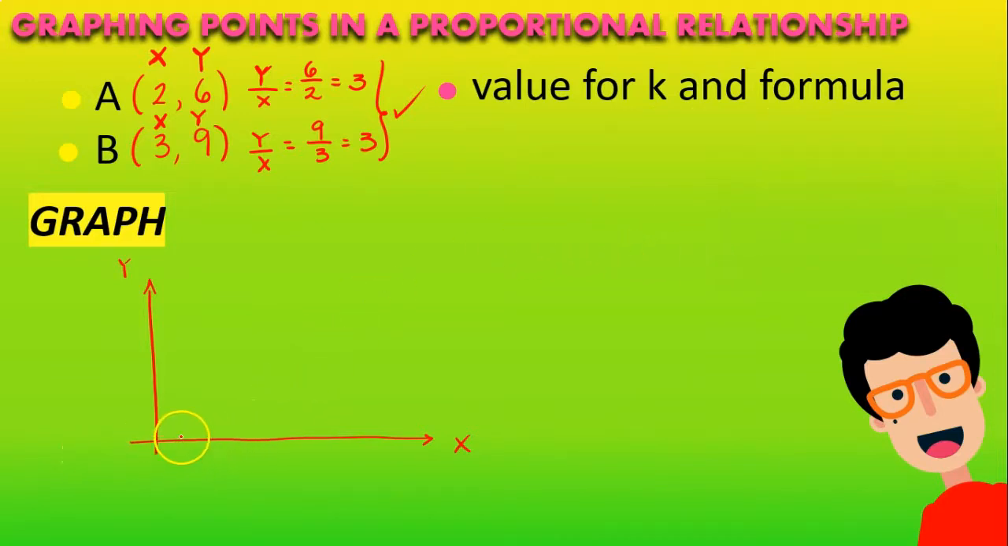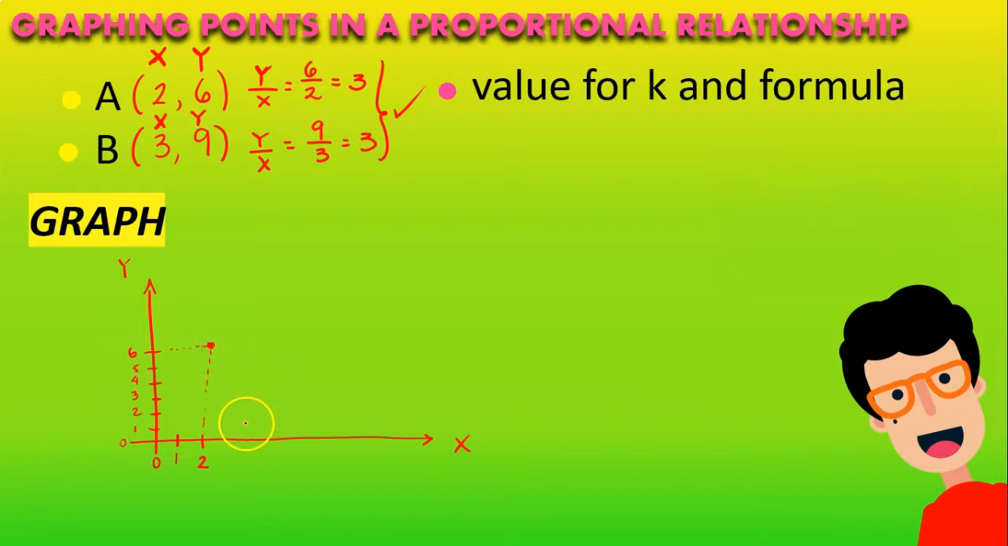So point A is located at (2, 6). First we're going to locate 2 on the x-axis. So it begins 0, 1, 2. So this is the point 2 in x. And now we're going to find 6 in y. So 0, 1, 2, 3, 4, 5, and 6. That means that point A is going to be 2 in x and 6 in y.